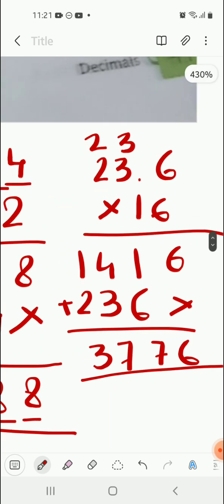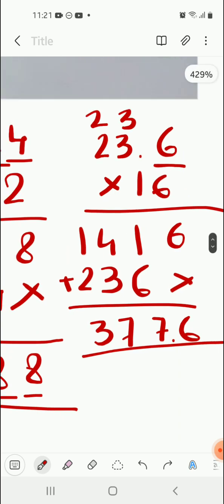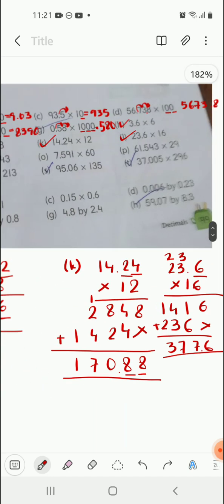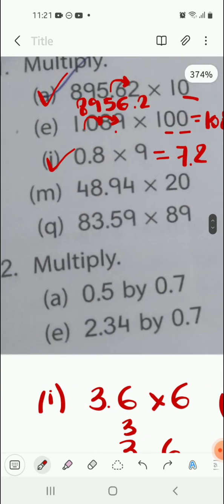So we have got 3776, and there is only one decimal place, that is one number after the decimal point. So insert a decimal point here, so that my decimal place is 1 as given in the question. So basically you need to check for the decimal places and accordingly put the decimal point. Moving on, this is done. We will move on to M.